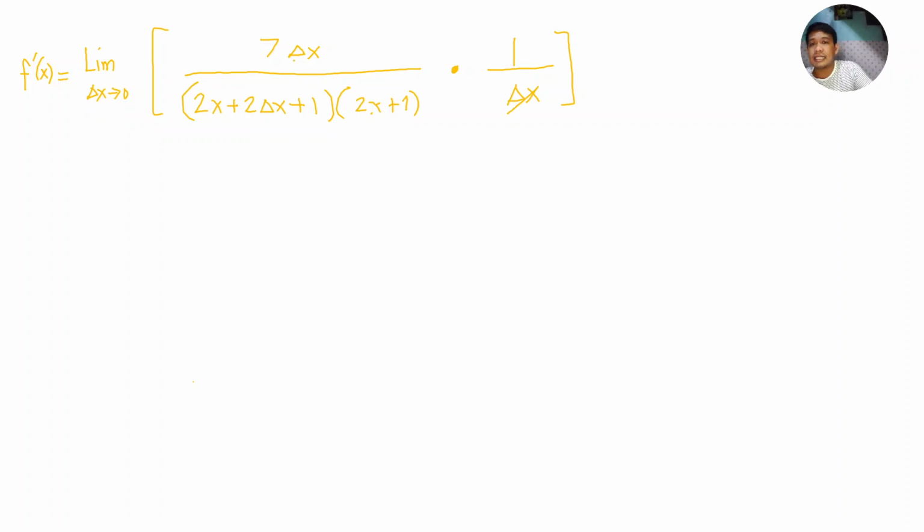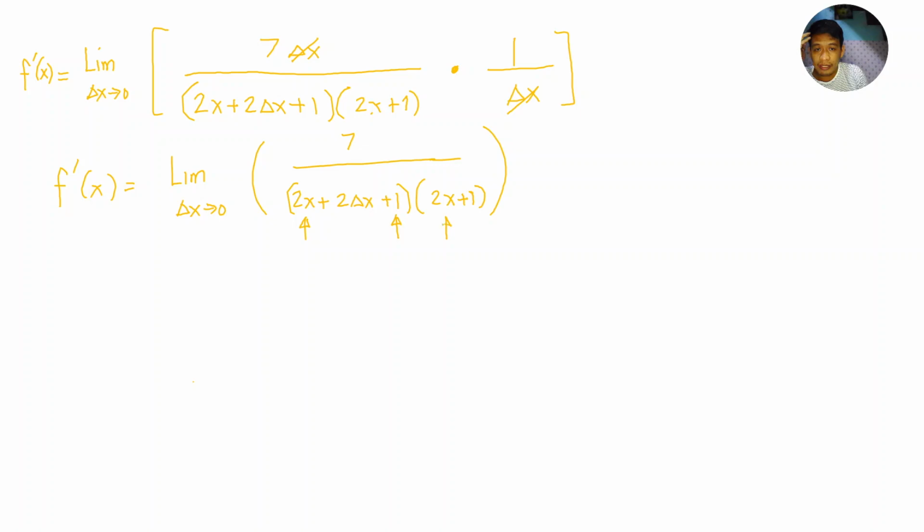And that delta x cancels out with that delta x, giving us f prime of x is equal to limit as delta x approaches 0, 7 over 2x plus 2 delta x plus 1 multiplied by 2x plus 1. So again, non-delta x are considered constant. So 2x, 1, 2x, 1, and 7 are considered constant terms.